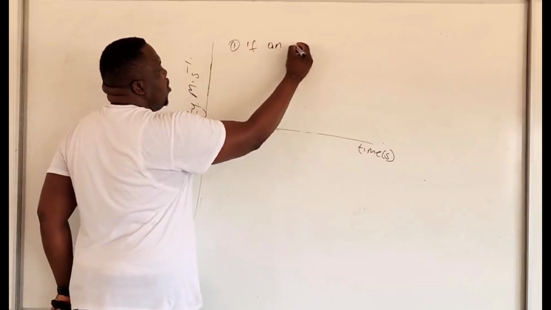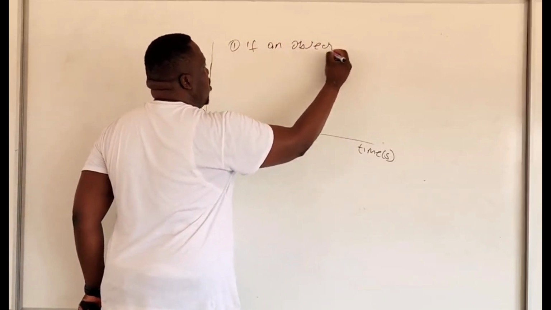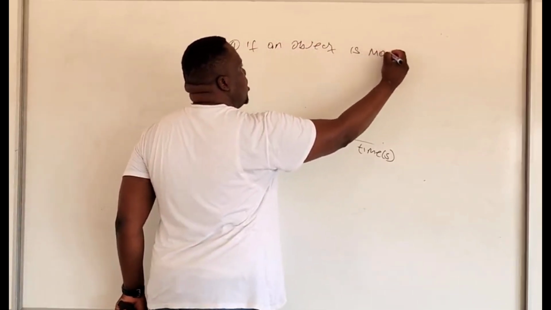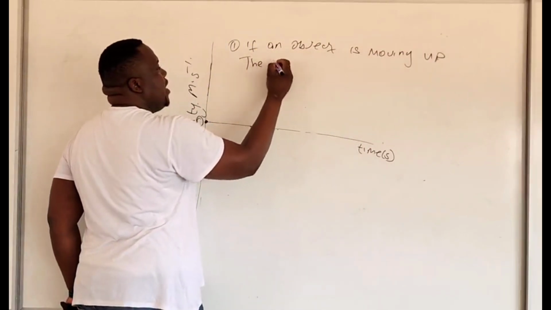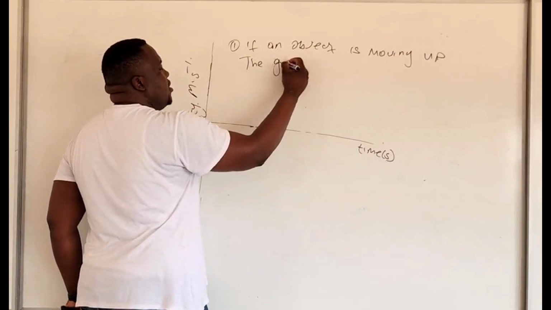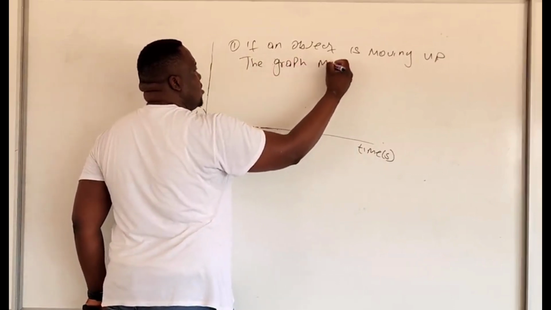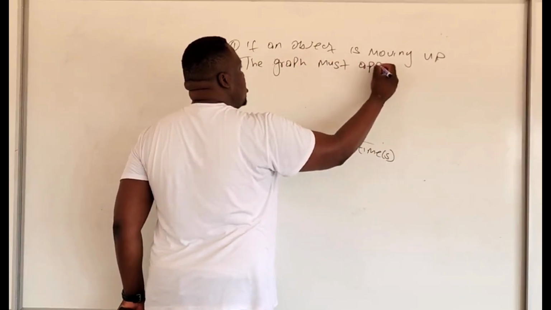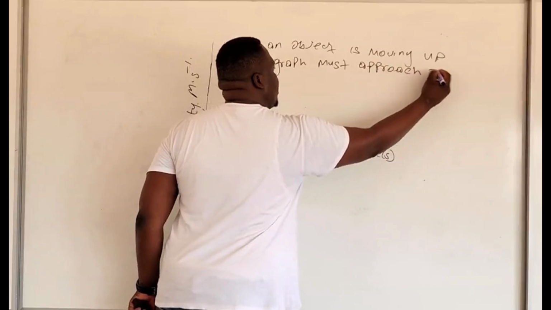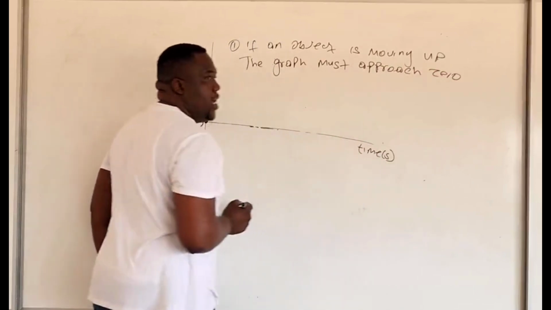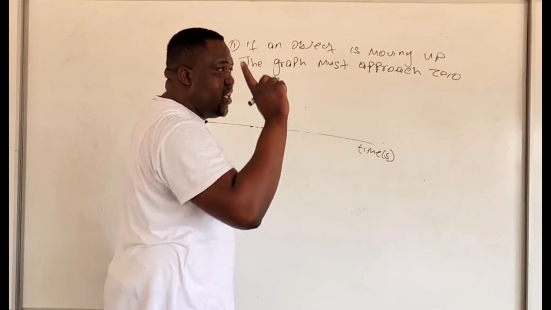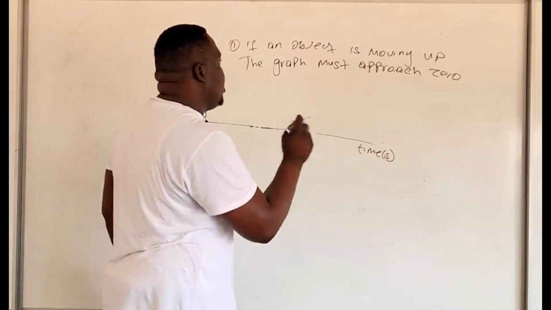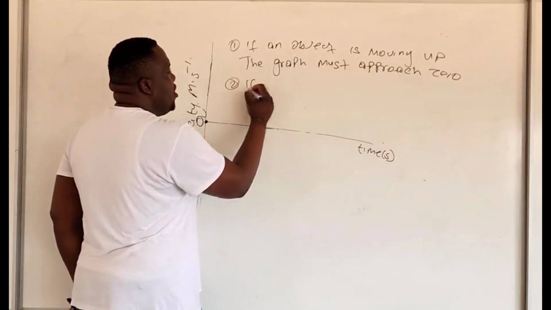If an object is moving up, the graph must approach 0. Why is it approaching 0? Because as an object is moving up, its velocity is decreasing, meaning that it will be approaching 0. Number 1.